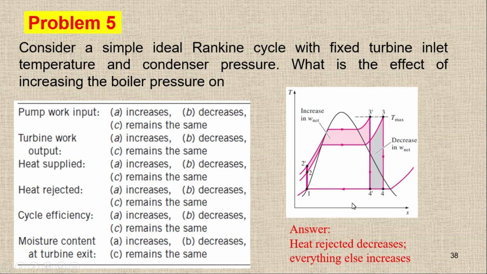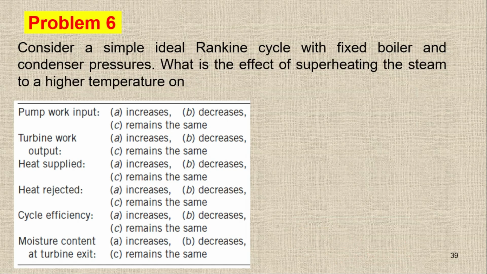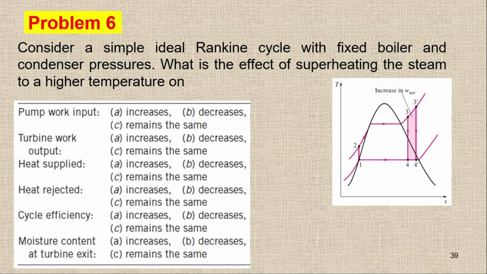Now there's another problem, which is like this one. Consider a simple ideal Rankine cycle with fixed boiler and condenser pressure. In this case, we have to check what is the effect of superheating the steam to a high temperature on these parameters. So like the previous question, first of all you have to draw the TS diagram. The TS diagram is like this one.